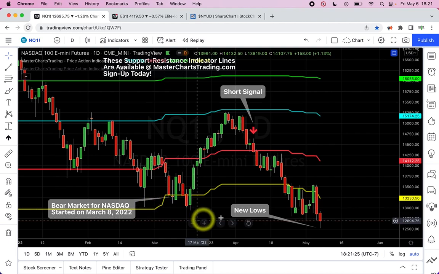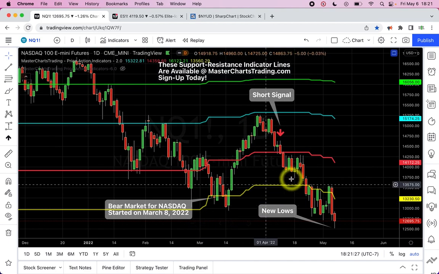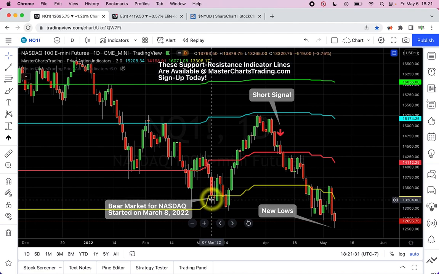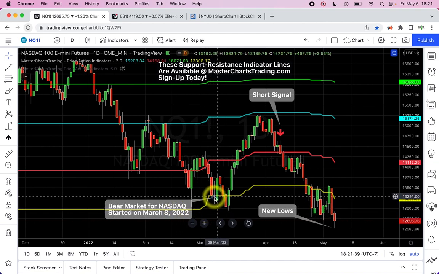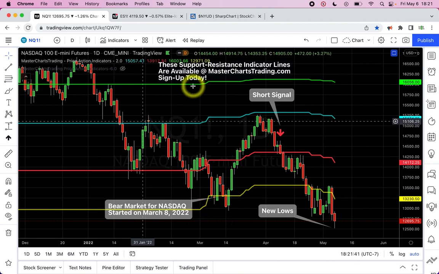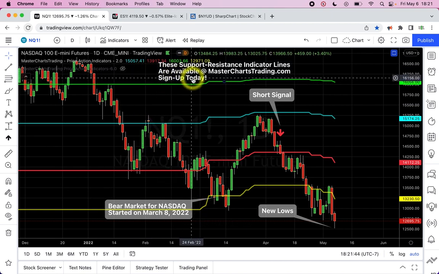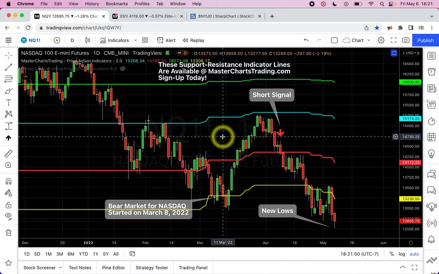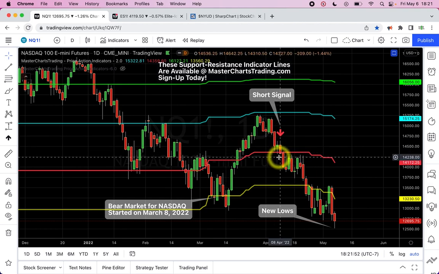NASDAQ is one of the weaker sectors. NASDAQ entered the bear market on the 8th of March, where I'm hovering. How do I know? It entered the bear market because it closed below this yellow support resistance line. You can find out more about them. I programmed them in, and you can have them on your chart. These indicators are available for TradingView.com. Find out more by looking at the description of the video.